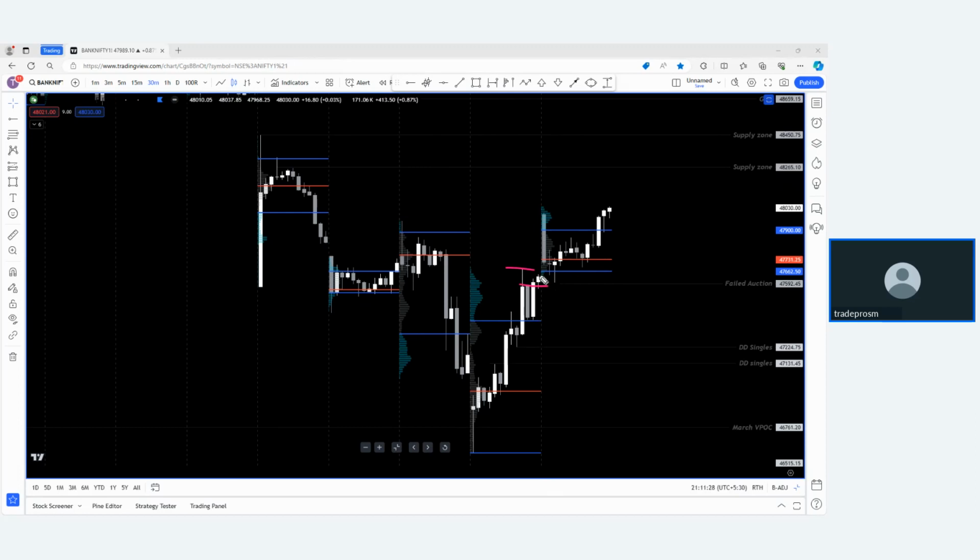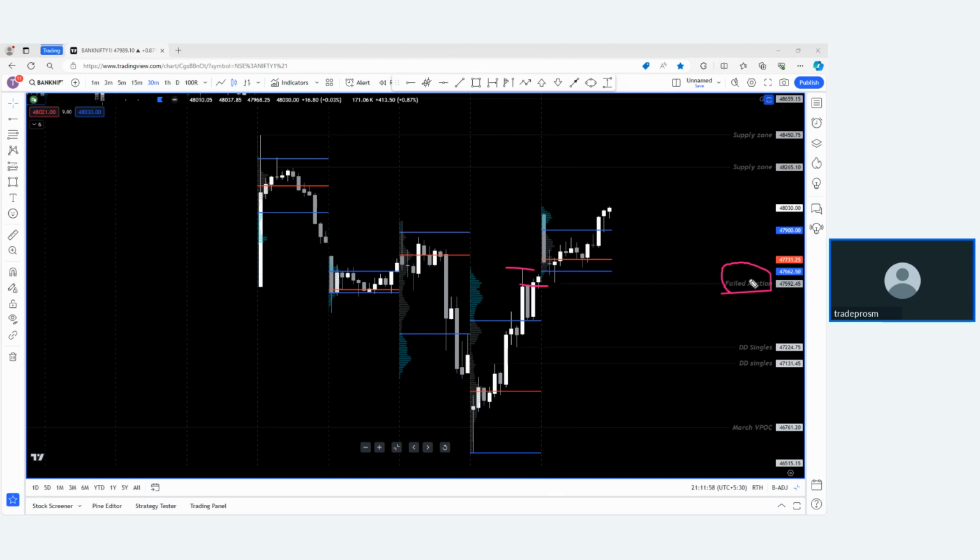We came inside the previous day's range, but within the same 30-minute bar, we got a rejection. Rejection means price tried to enter the previous day's range but was unable to sustain there for a period of 30 minutes, and immediately we got a close back inside the IB. Now, what is this called? This is called a probable failed auction. I have marked failed auction here because it went and took out the other side of the IB.